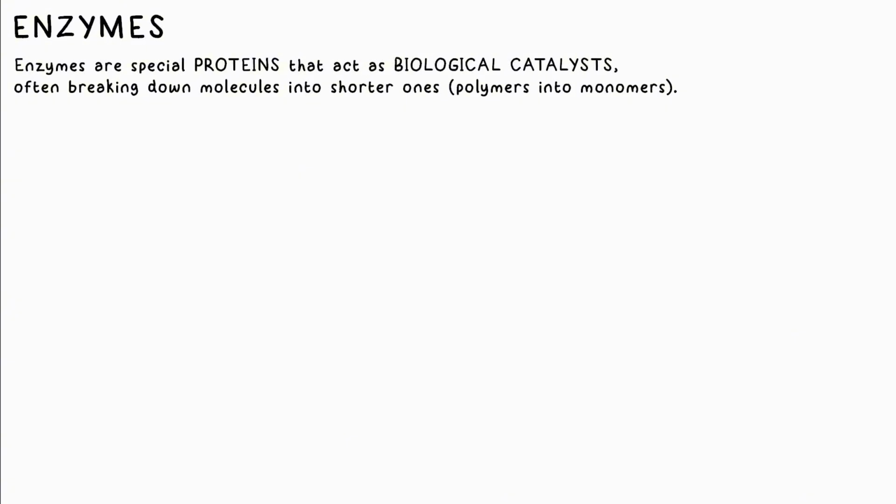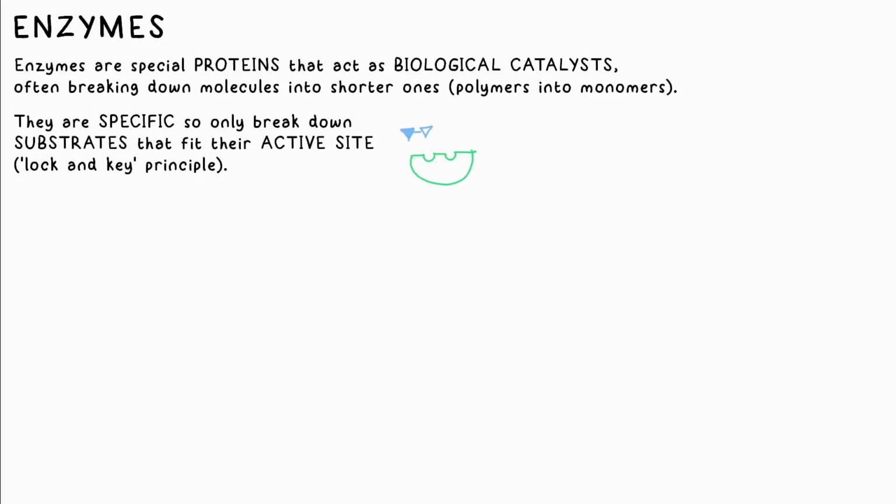Enzymes are biological catalysts, some of which break down larger molecules into smaller ones that can then be absorbed by the villi in your small intestine into the bloodstream to be transported to every part of your body. For example, amylase is the enzyme that breaks down starch into glucose. It's found in your small intestine and saliva.